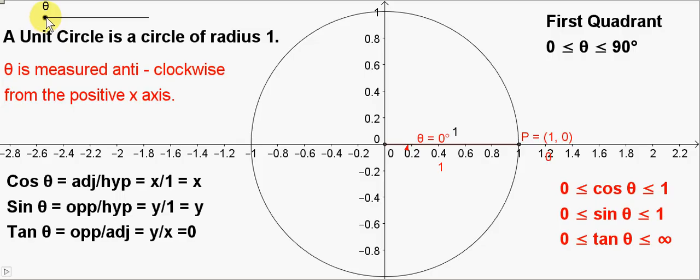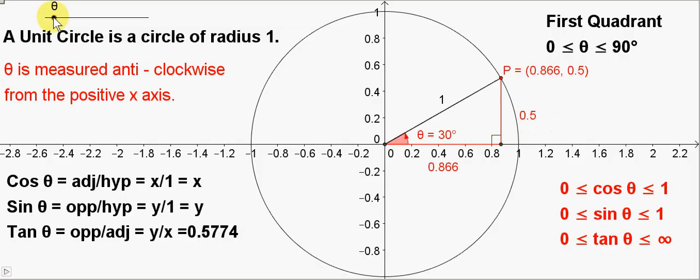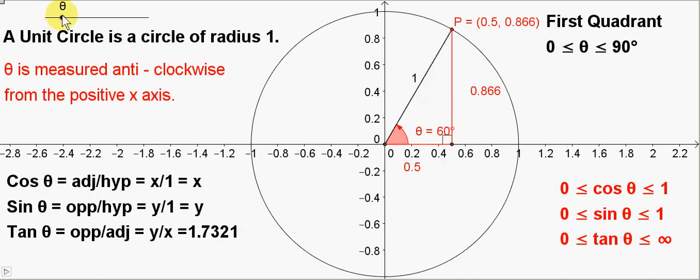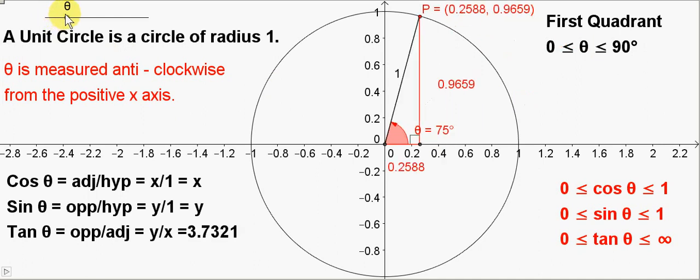If we increase theta, you can see that the tan is increasing. It increases to 1 when theta is 45 degrees, opposite over adjacent is 1. We have this isosceles triangle. If we keep on increasing theta, we can see what's happening. We can see that the value is getting larger and larger. And it's going to go off to infinity as theta approaches 90 degrees.